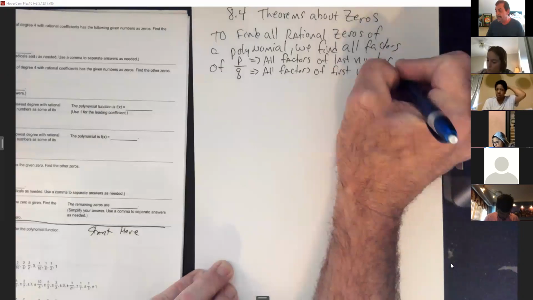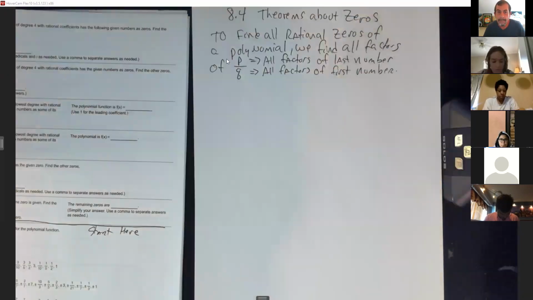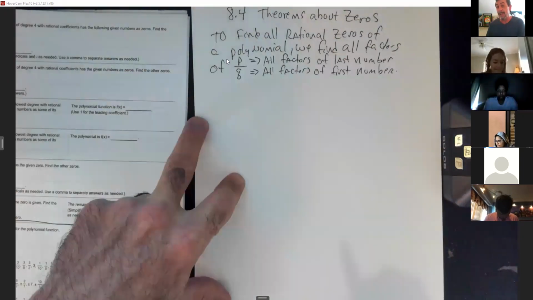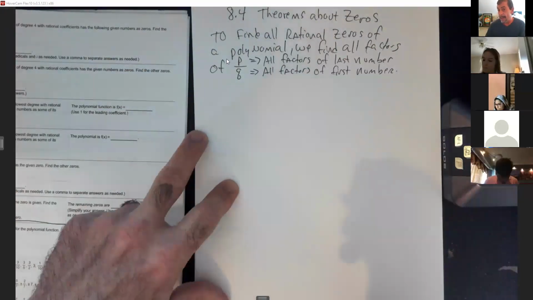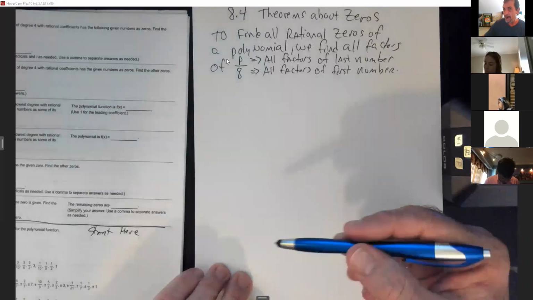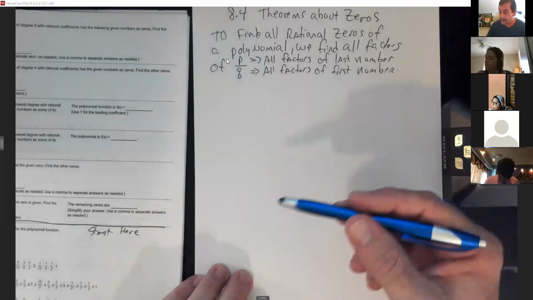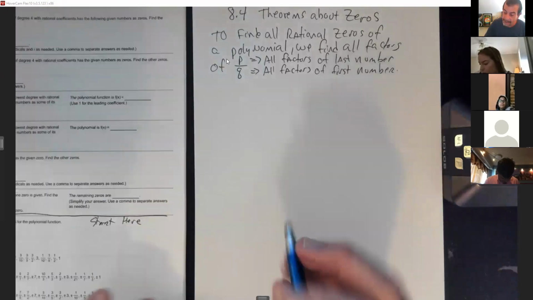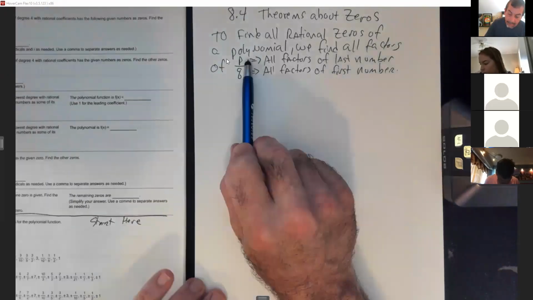So this just gives us a little way to find zeros that we could test using synthetic division instead of having to check every possible number there is. So we can sort of eliminate numbers that we don't have to check in our synthetic division, because that could take a long process if you had to keep checking all the numbers. So it's all the factors of that last number divided by all the factors of the first number.